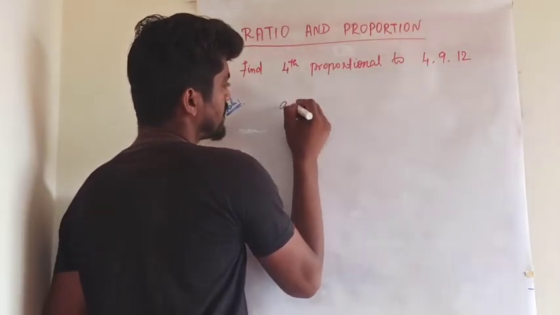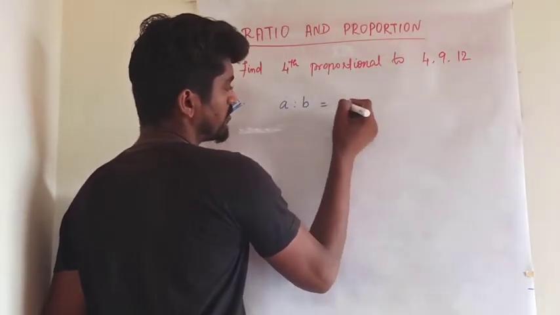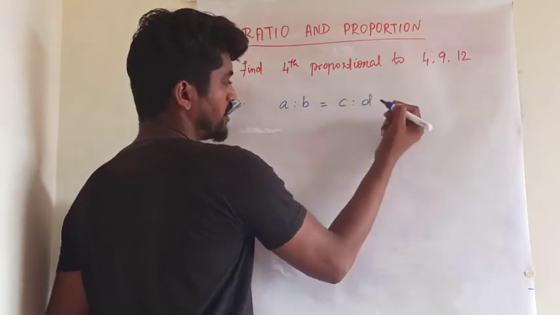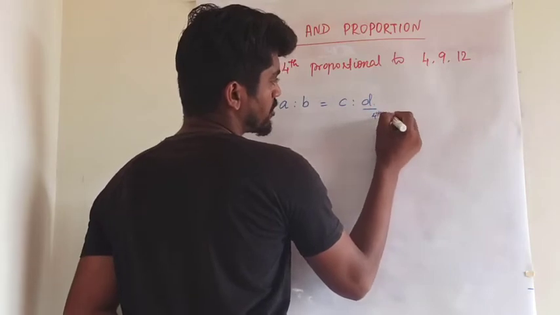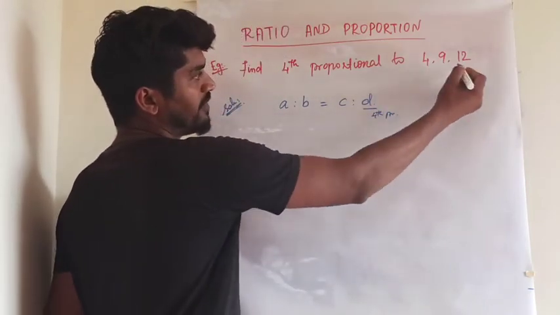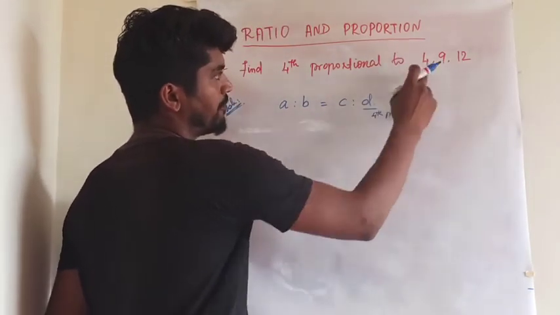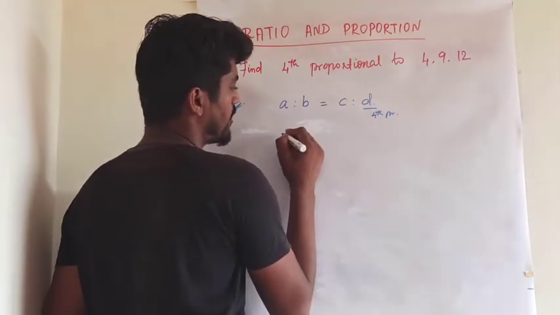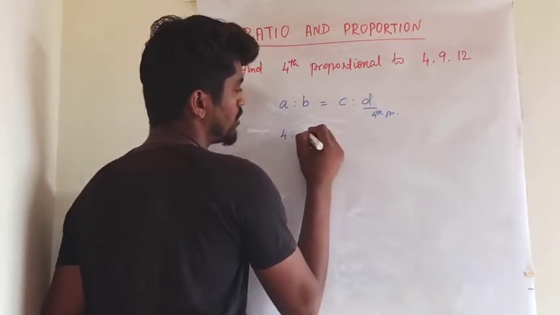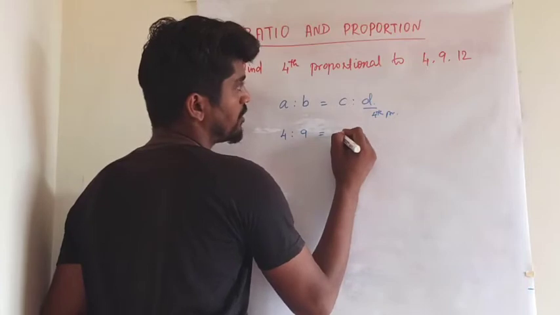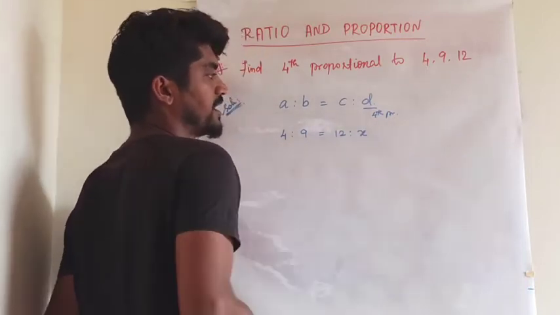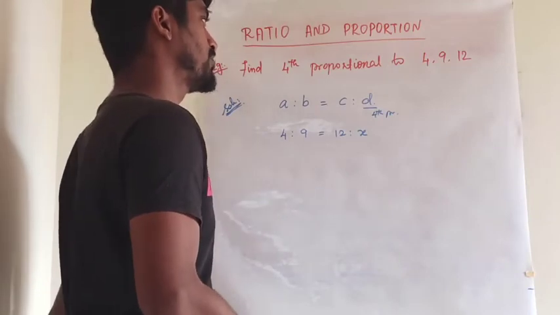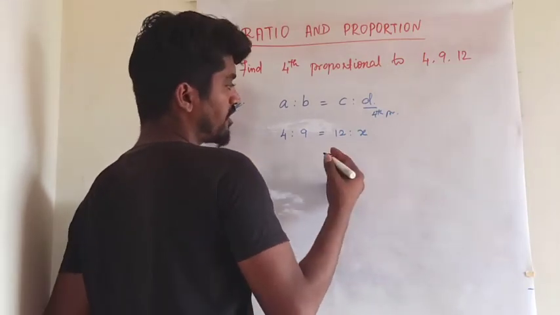The format is A is to B is equal to C is to D. Here D is the fourth proportional. The three given values are A, B and C. A is 4 is to 9 is equal to 12 is to X, and we have to find X, that is the fourth proportional. Now we can find the value.